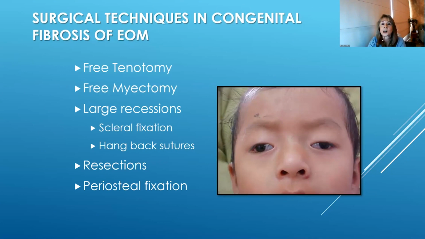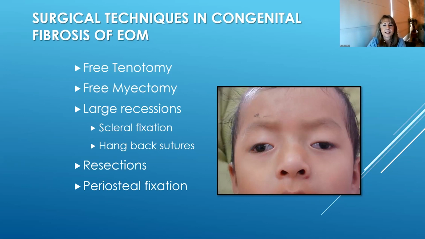So which are the surgical techniques that we have in our armamentarium in order to treat patients with congenital fibrosis of the extraocular muscles? Some of them are more useful than others, in my opinion. We can perform a free tenotomy, a free myectomy, large recessions of the extraocular muscles, preferably with scleral fixation, not with hang-back sutures, since the muscle might crawl back. We're going to discuss the role of resections in these patients. And finally, we can use periosteal fixation in very severe cases.